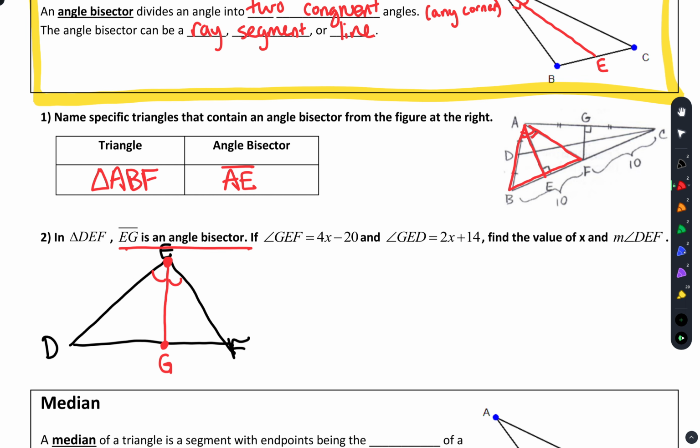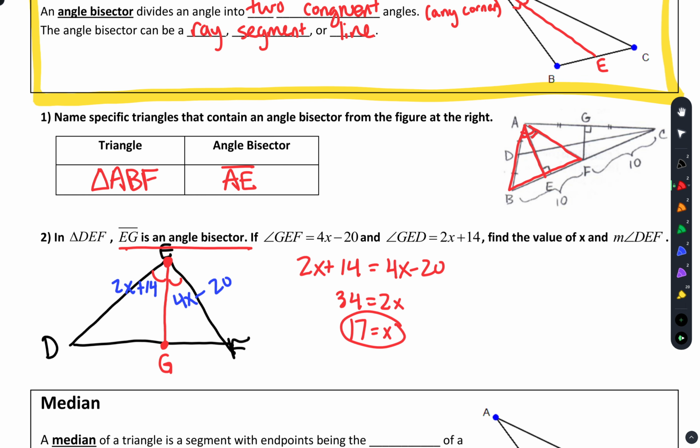So I know that GEF is this angle over here for x minus 20, and GED is 2x plus 14. What equation can I set up for these 2 angles? They're congruent. Caitlin? Perfect. So I can solve for x. It's not too bad. I think I get 34 equals 2x, or 17 equals x. I have to plug it in to find DEF. That's the last part of this problem.